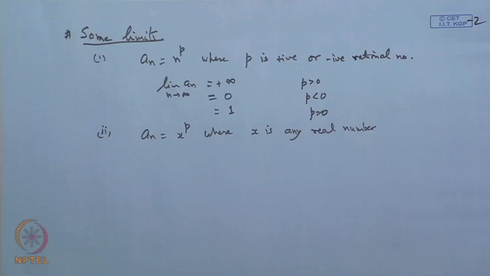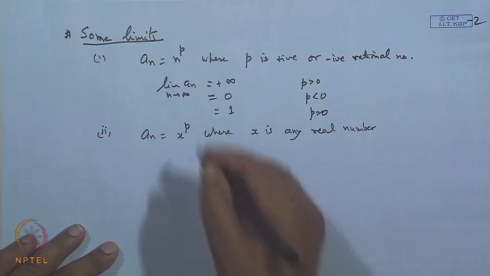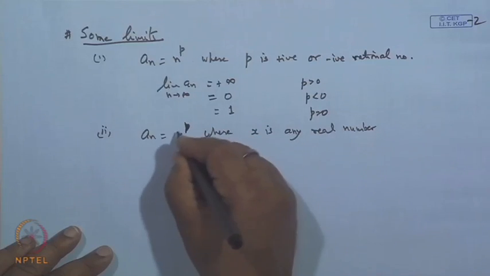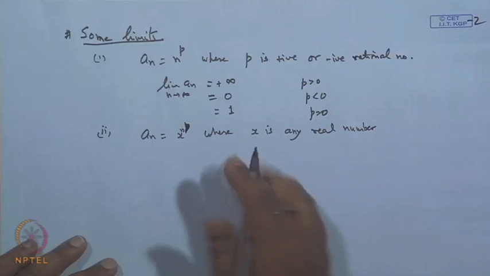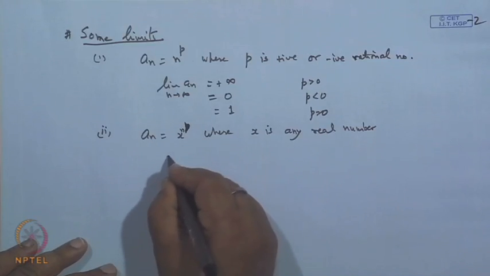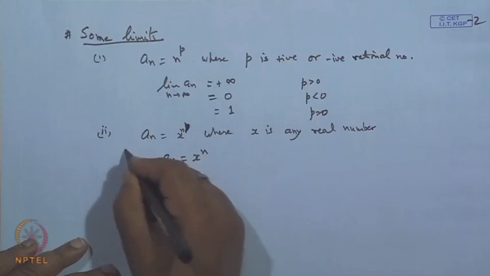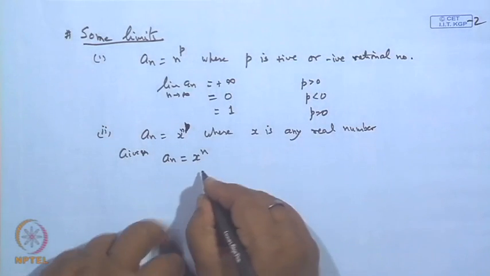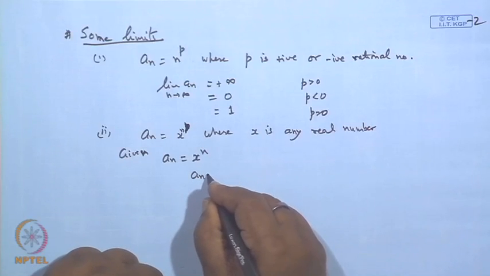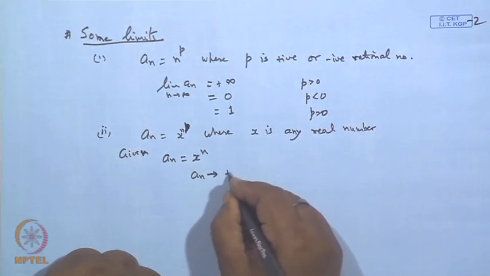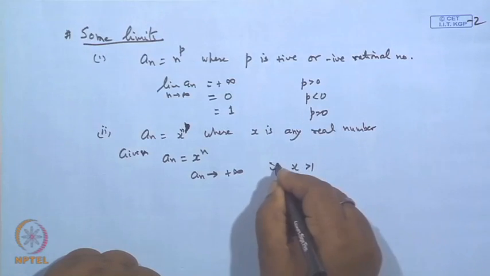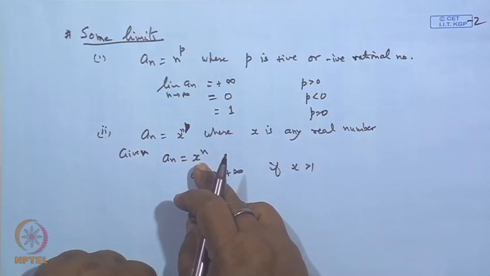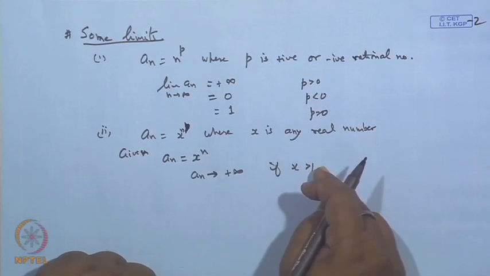X is any real number, x to the power n, so let it be n, x to the power n given. Now, this will go to plus infinity if x is greater than 1, because each term of the sequence is greater than 1, and in fact it keeps on increasing. So, it increases to infinity.